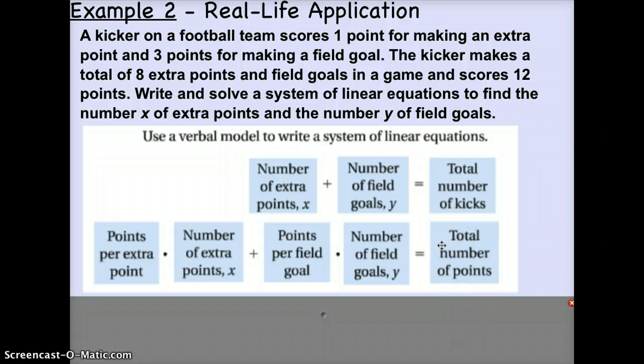So this is actually the perfect example as the Super Bowl is approaching. So let's use our verbal models to now write our equations.